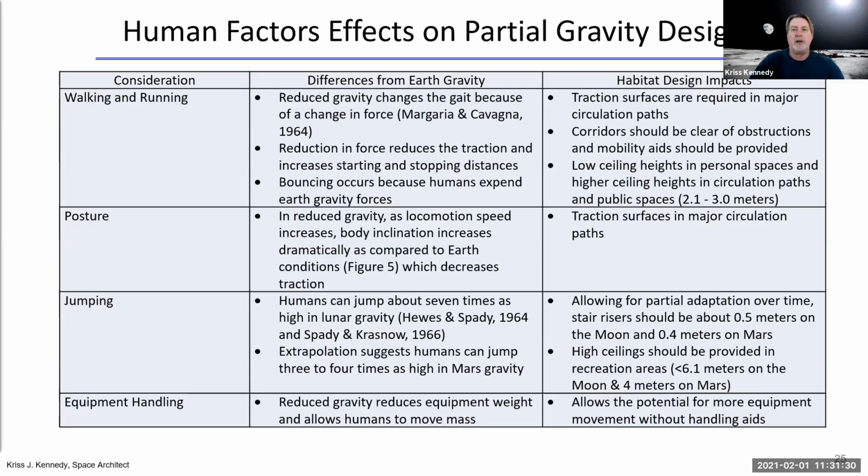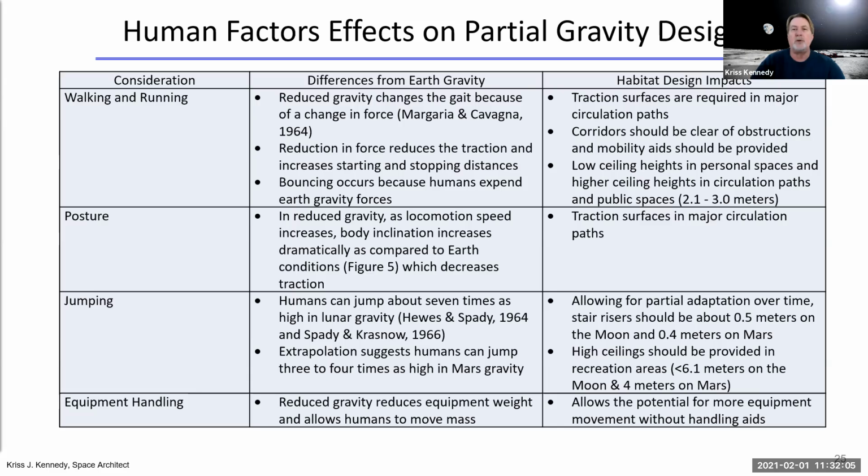One thing I wanted to bring up when you're thinking about humans in the loop, and part of this analysis, is the human factor effects on partial gravity design. If you're designing habitats for the moon or even in space, consider these different positions: walking, running, posture, jumping, handling equipment, and the differences from Earth gravity as defined here in the center column, and then the habitat design impacts.